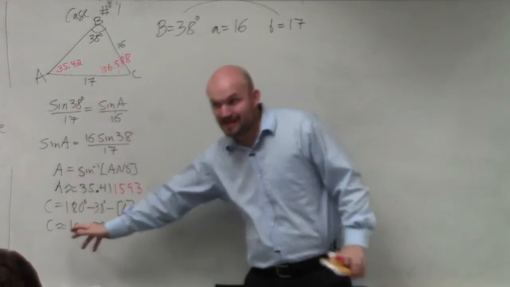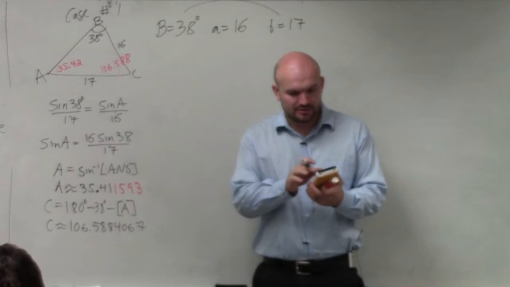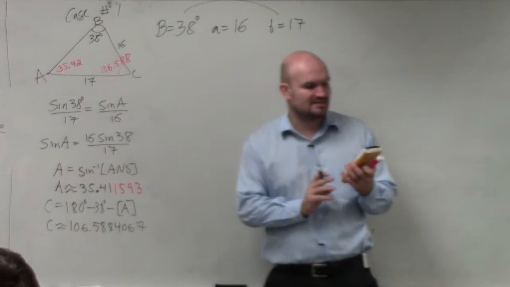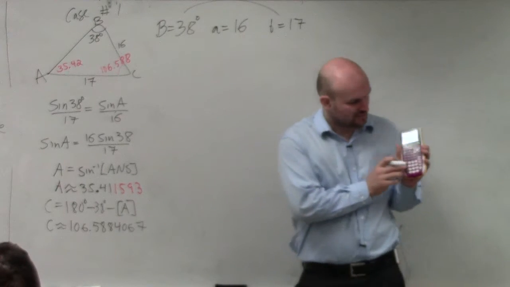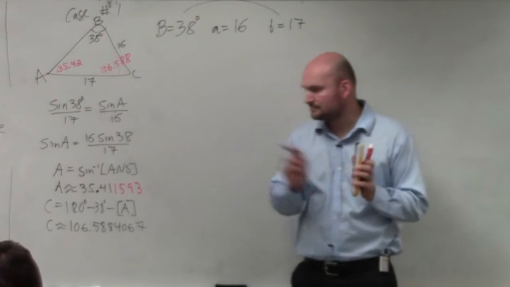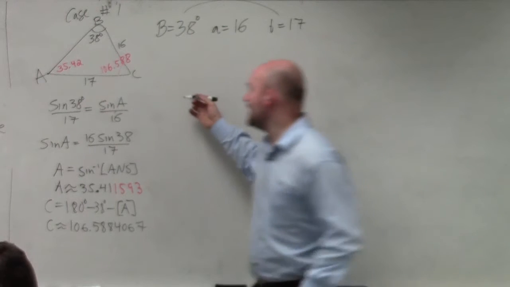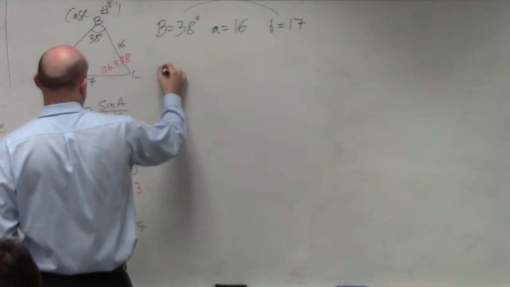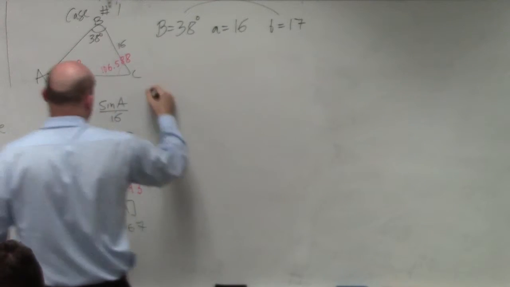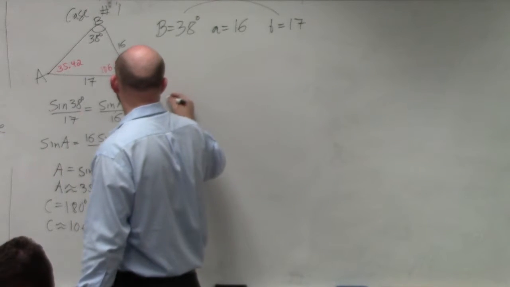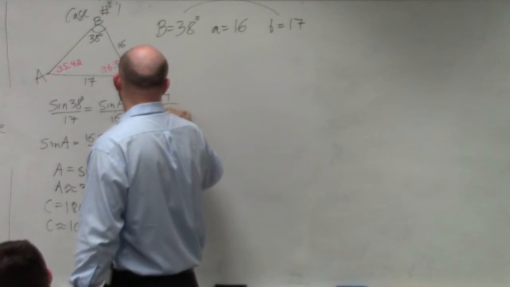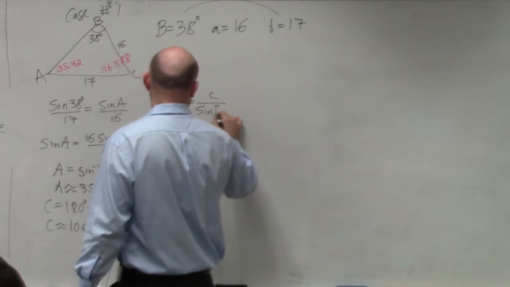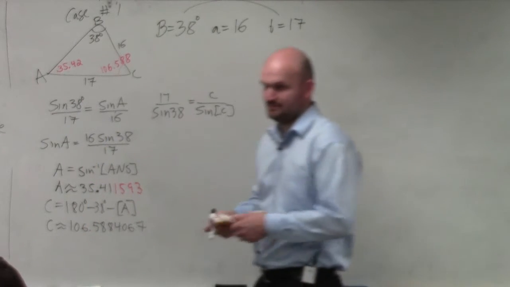So it's either you retype that whole number in, or you get that answer and you just hit store alpha C and store that answer as C. Store alpha C. Again, I'll show it up there. So now, if I want to find my last angle C, I'm going to flip the ratios. So I'm going to do 17 over the sine of 38 equals C over the sine of my stored C.